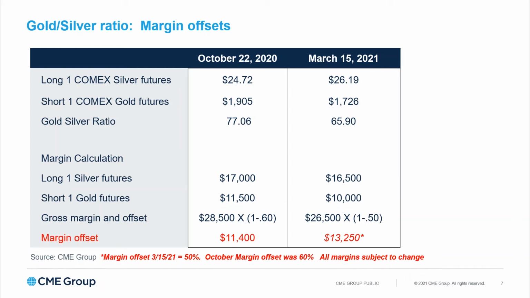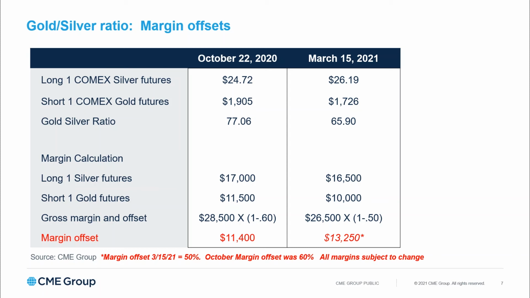Silver has gone up from 24.72 to 26.19, but COMEX gold has actually gone from 1,900 to 1,726 on March 15th. So if you look at the calculations, you're long one silver and short one gold if you believe that silver was going to outperform. And then you can see how the margins have changed a little bit. When there's volatility in both markets, as there has been, margins change. In this case, they've actually gone down a little bit.